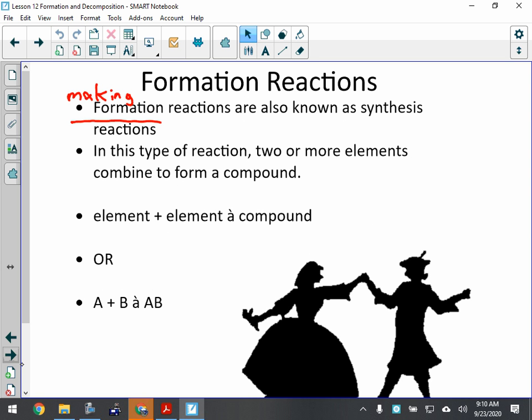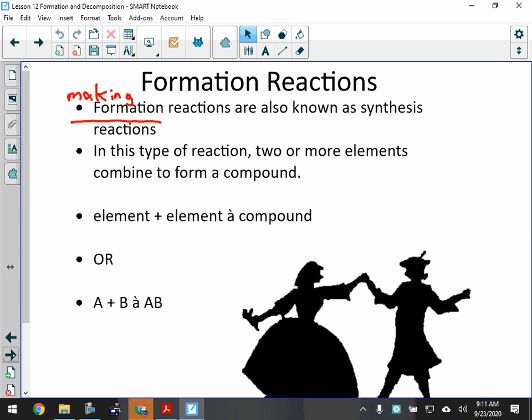Basically it says formation reactions are also known as synthesis, so you can write that down. I'm going to be honest with you, okay? I'll probably never say the word synthesis again. Just so you know, I don't care. We call them formation reactions. We always do. In chem grade 11, grade 12, university, probably formation.